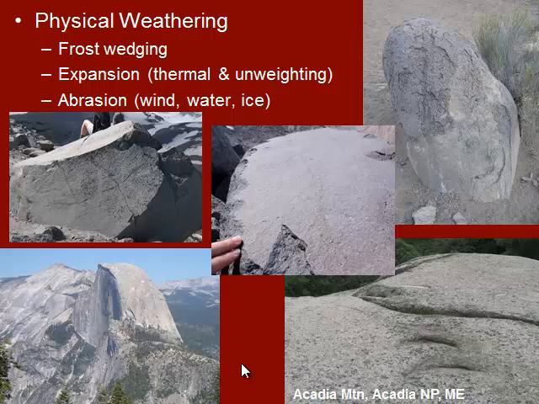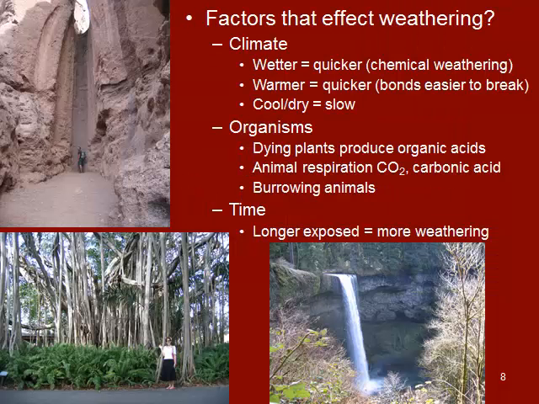So we have ice moving particles back and forth. We have water that can transport sands and gravels and scratch along the bottom of the river channel. And then wind can actually pick up smaller particles and basically sandblast the surrounding material. So a wide variety of types of weathering.